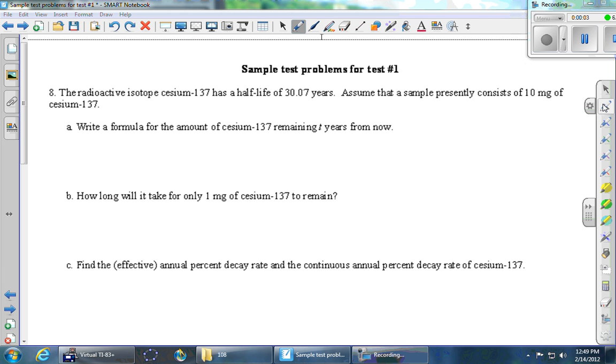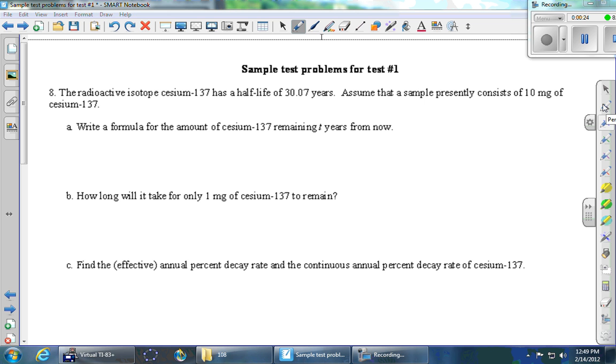This is problem number 8 on the sample test problems for test number 1. The radioactive isotope cesium-137 has a half-life of 30.07 years. Assume that a sample presently consists of 10 milligrams of cesium-137. A, write a formula for the amount of cesium-137 remaining t years from now.